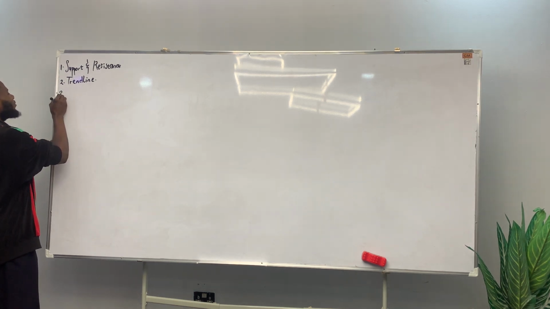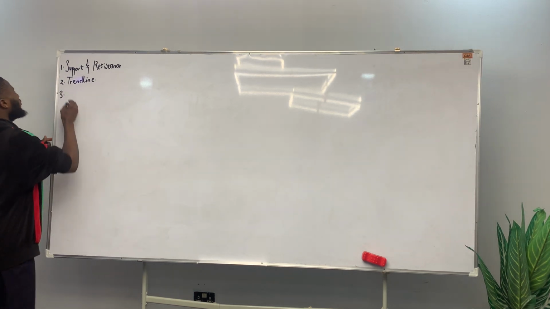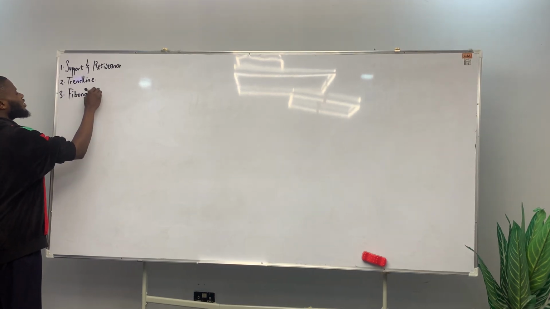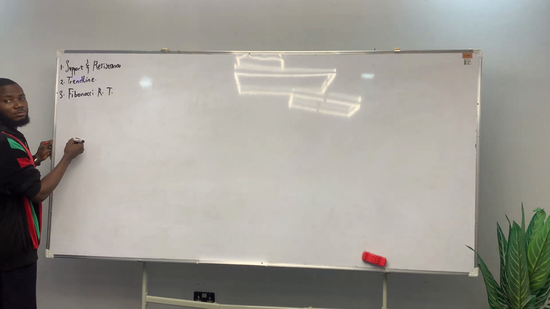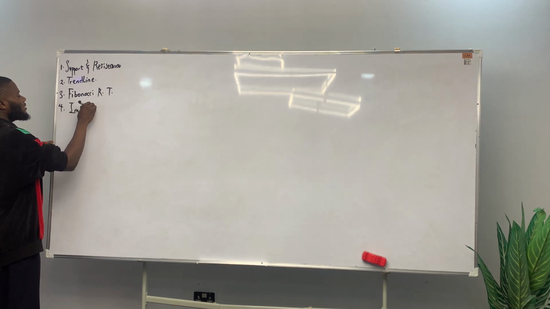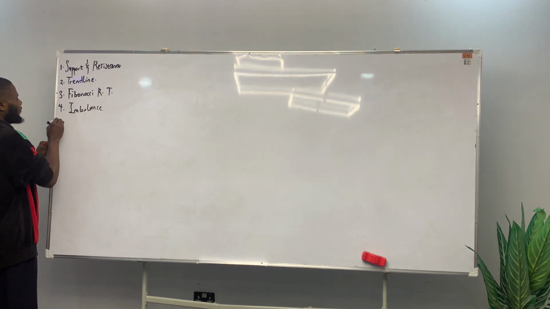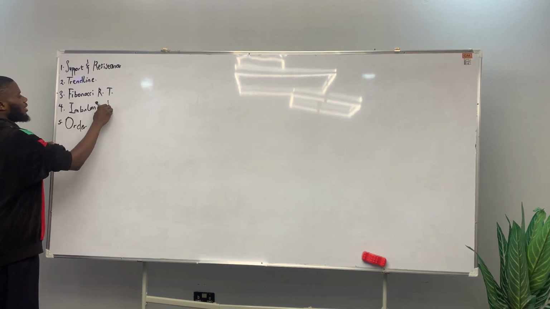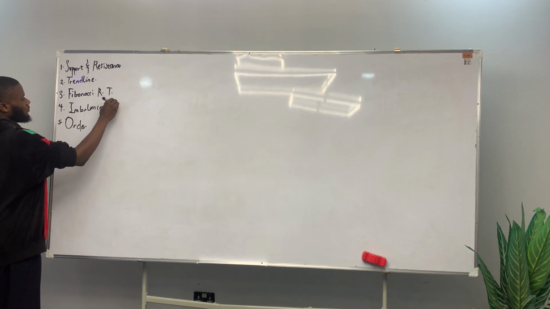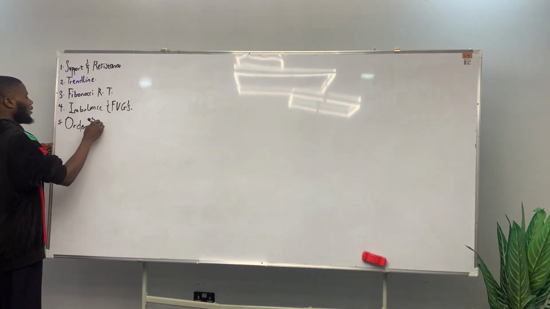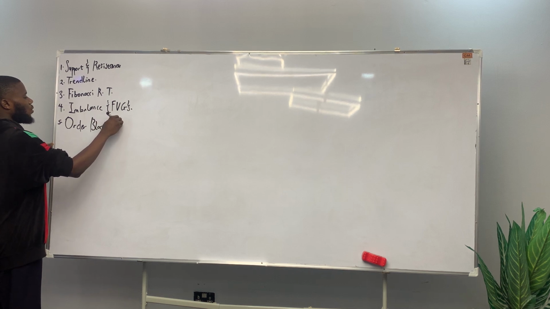Number three is Fibonacci retracement. Number four is imbalance. And number five is order block. The imbalance is also called what? And the order block is also called OB.